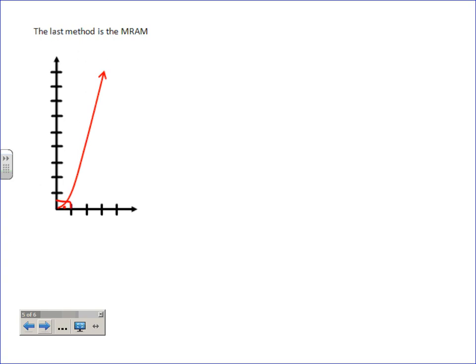So this rectangle would be about like that, right? See how it's hitting in the middle? So I'm a little off on that one. So this one's got to hit in the middle.